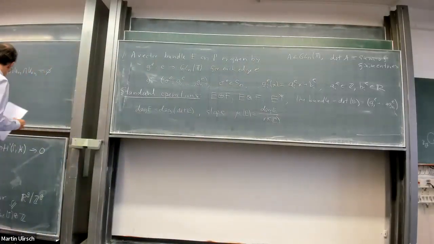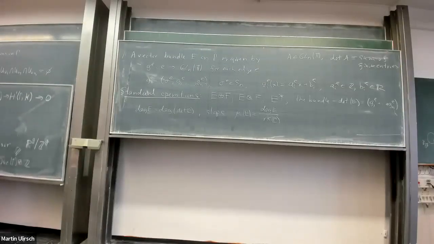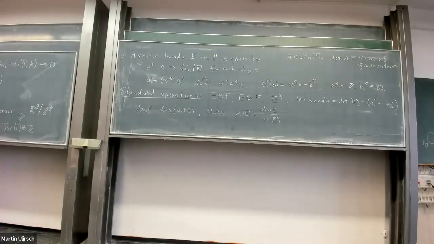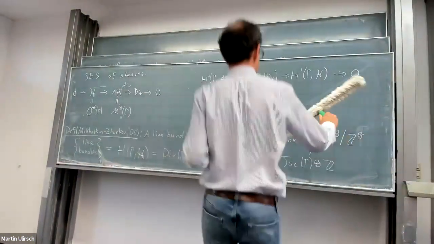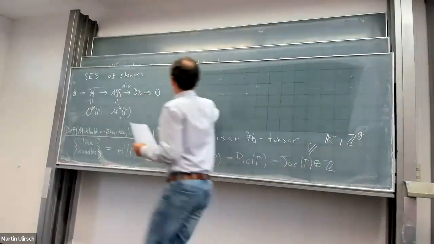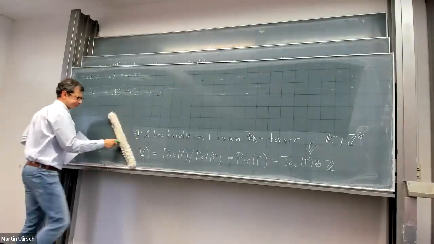Okay, and so now you can try to pick your favorite result about vector bundles on a Riemann surface, and see if it has a tropical analog.